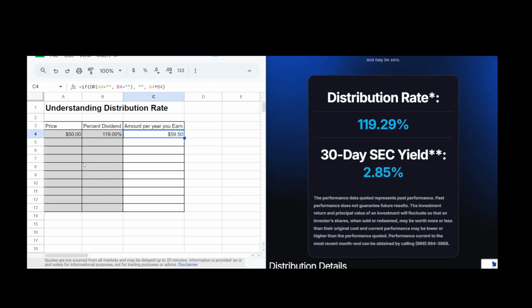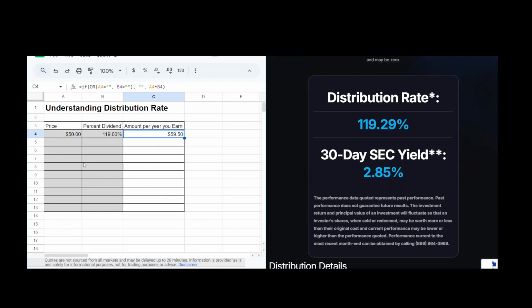So you're seeing that and you're thinking, so I can recoup my money in 1 year. That sounds like a good deal to me. I'm in.